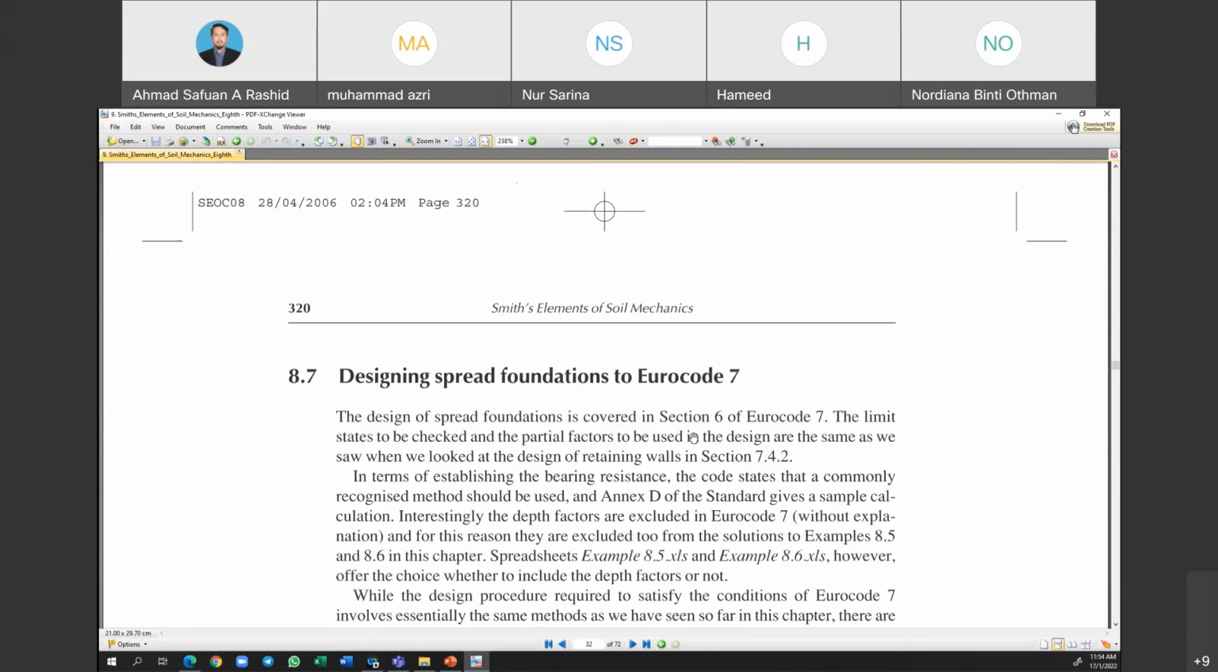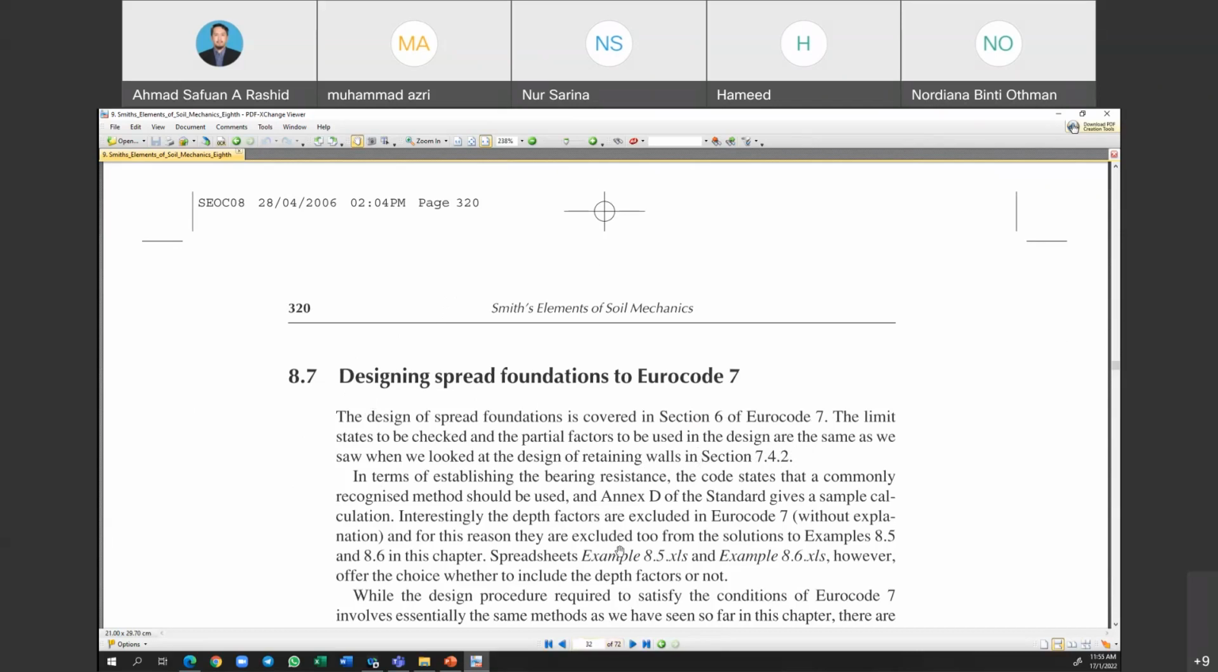Now we look at Eurocode 7. The design of spread foundation is covered in section 6 of Eurocode 7. They call it a spread footing, not a shallow foundation. The limit state to be checked and the partial factors to be used in the design are the same as we saw when we looked at the design of retaining wall. This is in section 7. In the example, chapter 7 has not been included.